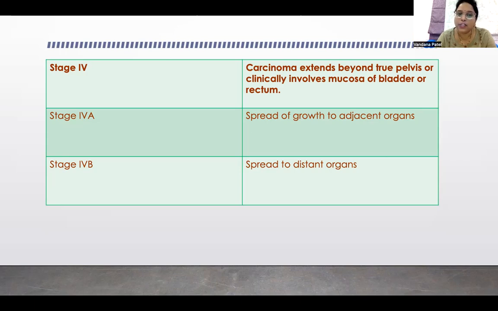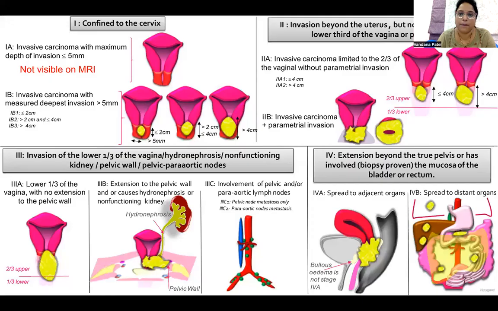So in this stage 4, we can see that the tumor has now crossed beyond the cervix or the uterus and has involved all the adjacent structures. So in this diagram, it can be seen that in stage 1, the maximum depth is not more than 5 millimeter, and the tumor is confined to the cervix only.